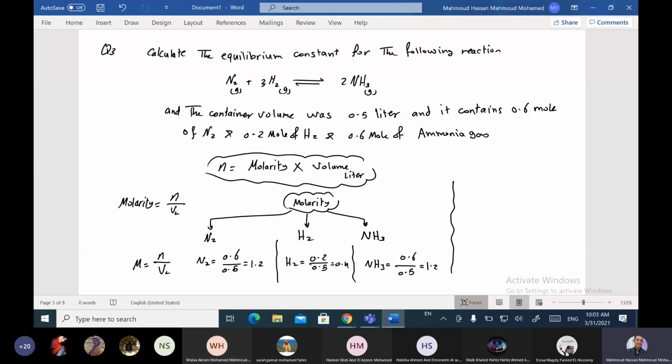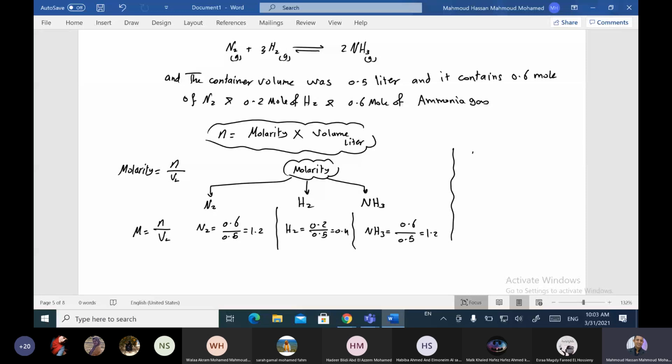Returning back to the concentrations, Kc equals the concentration of NH3 raised to the power 2, divided by the concentration of nitrogen multiplied by the concentration of hydrogen raised to the number of molecules, which is 3. NH3 concentration is 1.2 to the power 2, divided by 1.2 for the nitrogen and 0.4 to the power 3 for the hydrogen, and we find the answer.